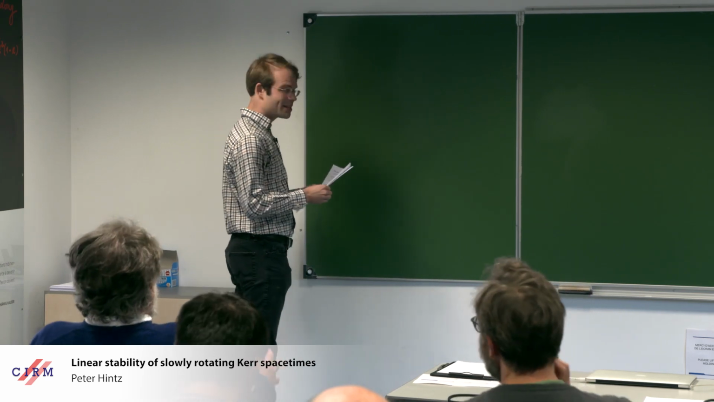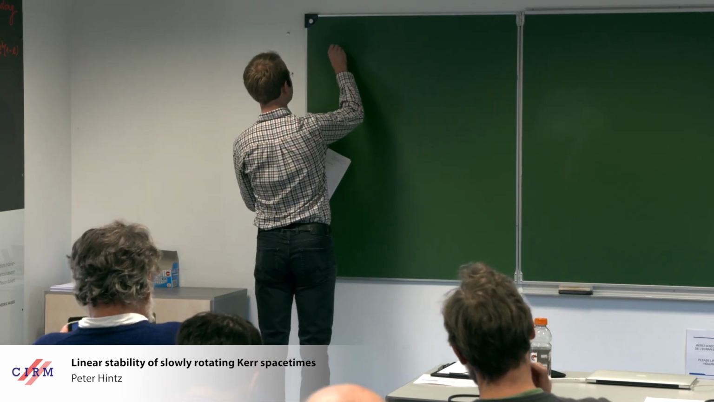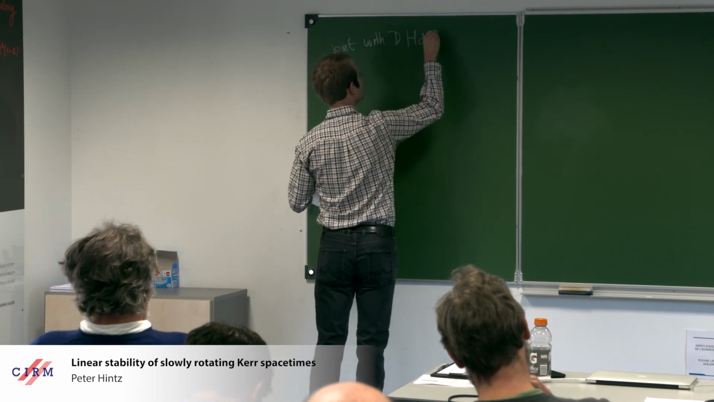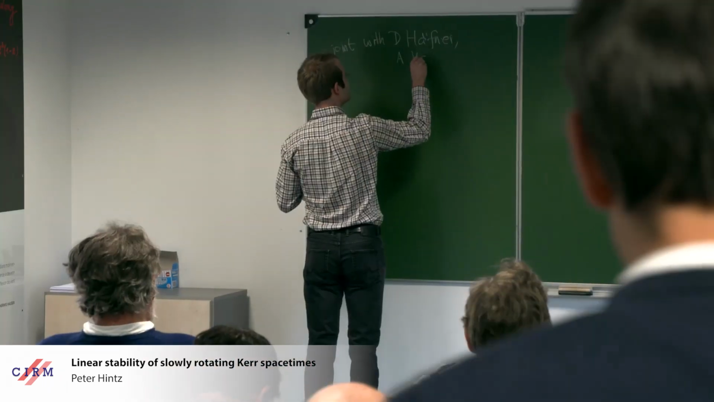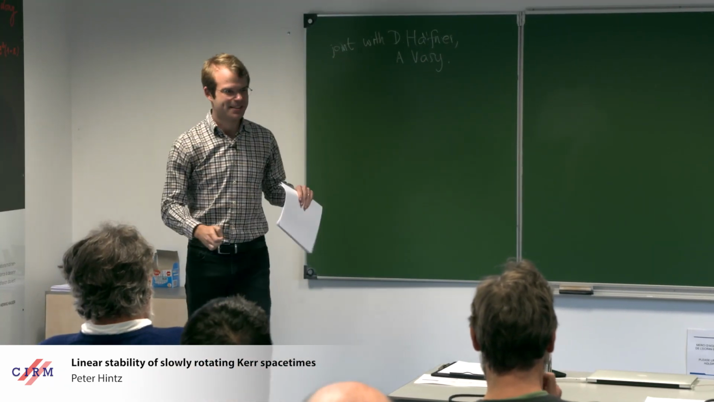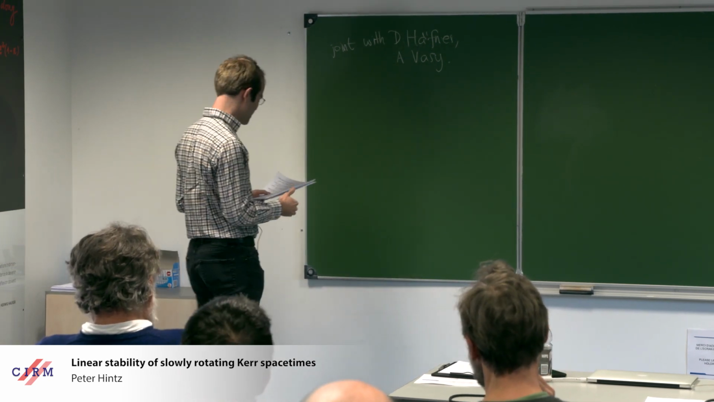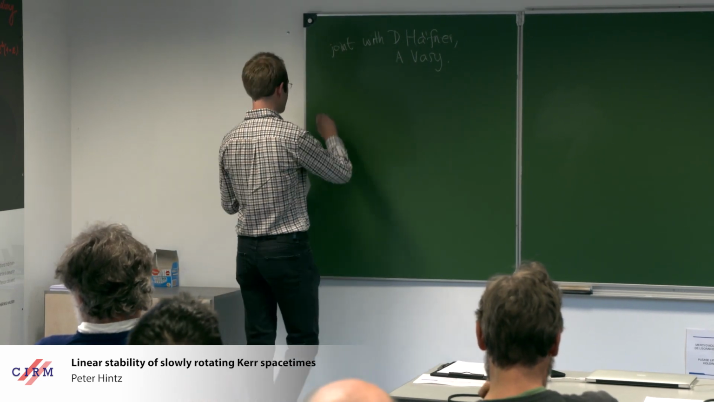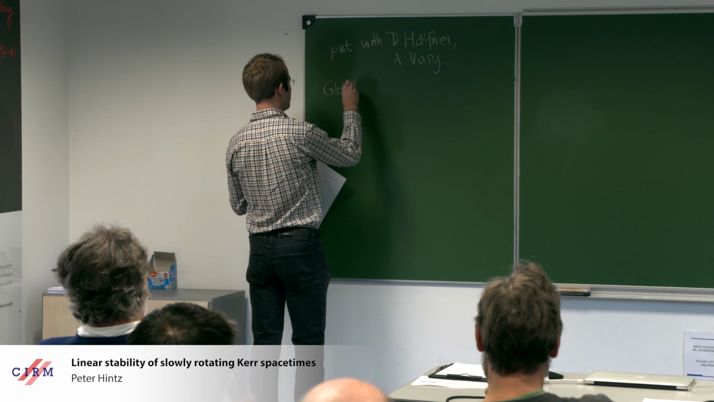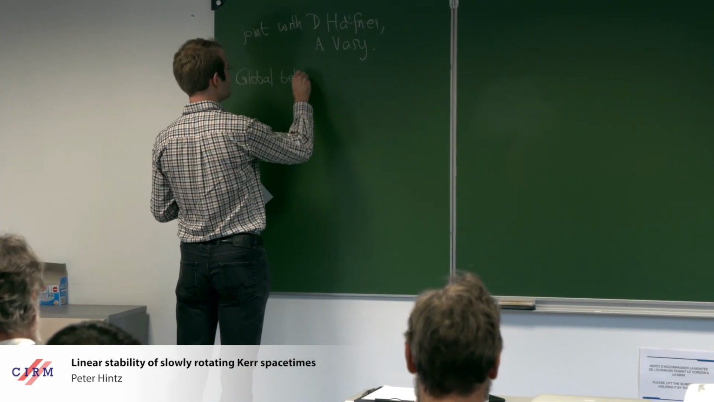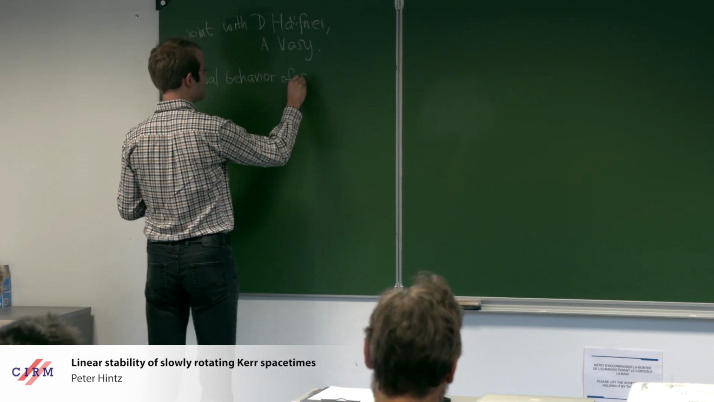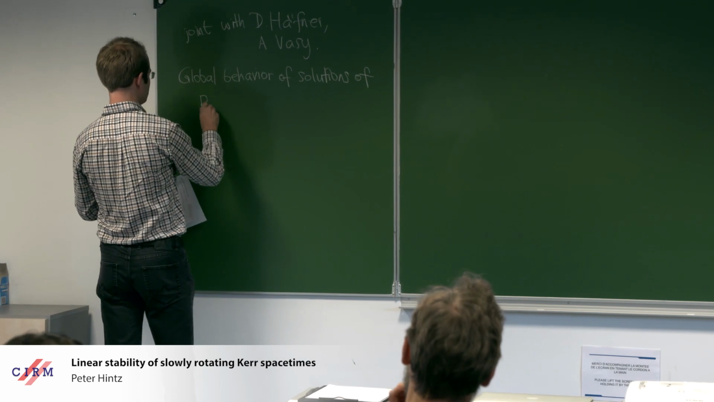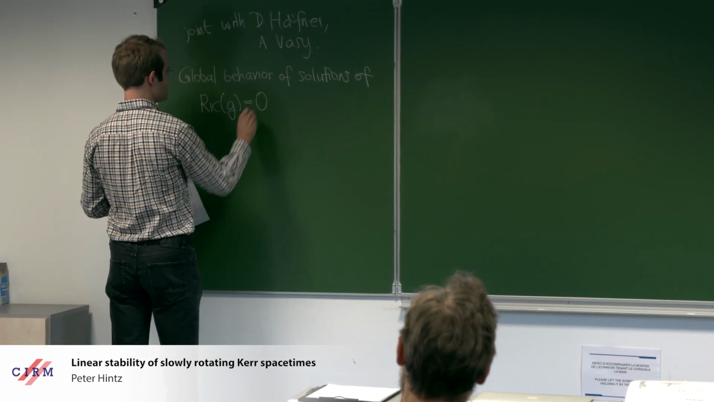I am going to talk about some joint work with Dietrich Häfner and Andràs Vasy. For those latecomers, it's on the linear stability of Kerr black holes. But the context is, of course, some nonlinear problems, so let me just introduce that. The very rough picture is that you're interested in the global behavior of solutions of the Einstein vacuum equation. And so that's just the equation Ricci of g is equal to 0.